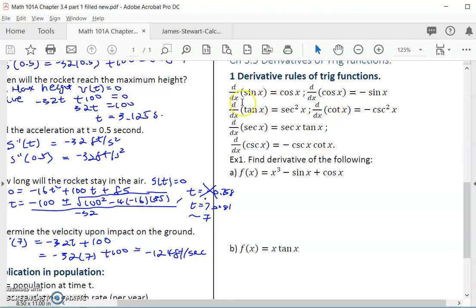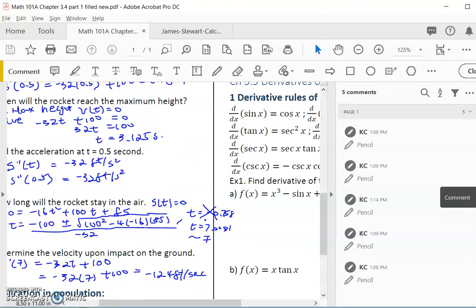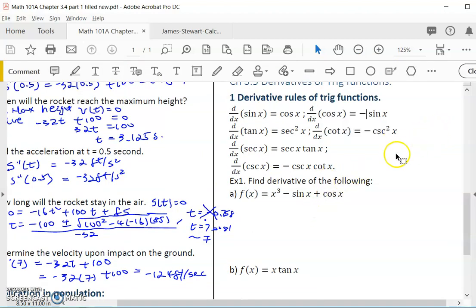So whenever you want to do the derivative of sine x, it would be cosine x. The derivative of cosine x will be negative sine x. The derivative of tangent x would be secant squared x. It can be proved; if I have time during class, I'll prove it. The derivative of cotangent is negative cosecant squared x. For secant x, the derivative is secant x tangent x, so it seems like you add more in the derivative: you get your secant x and multiply by the tangent x. And for cosecant x, the derivative is negative cosecant x cotangent x.